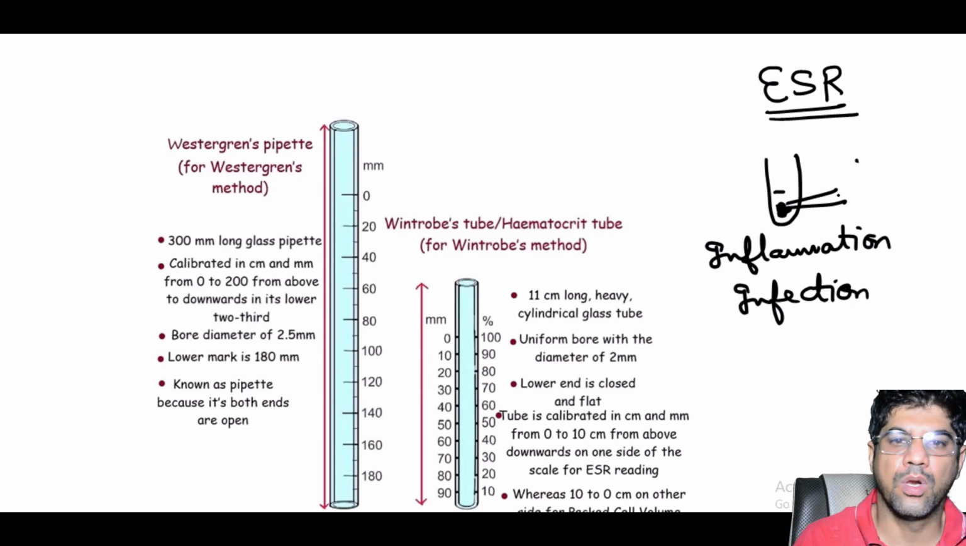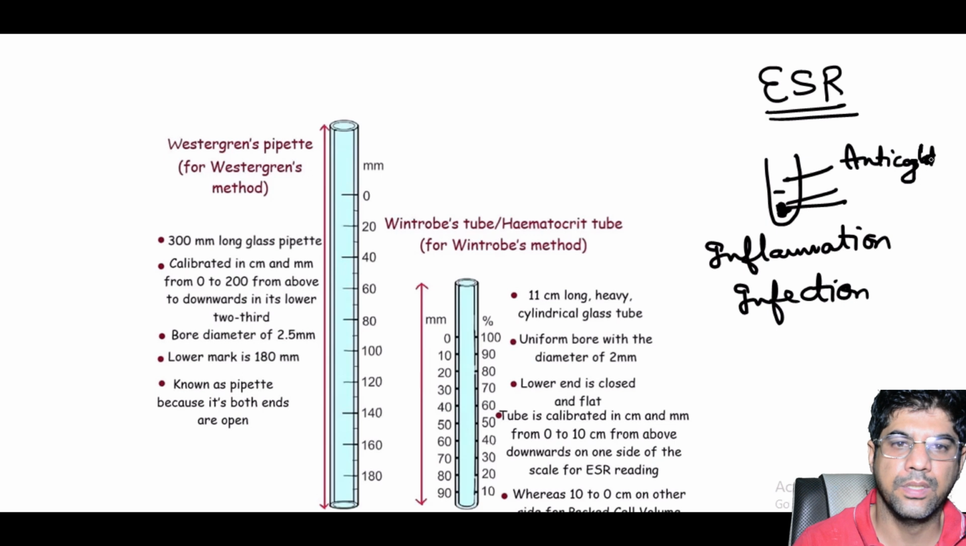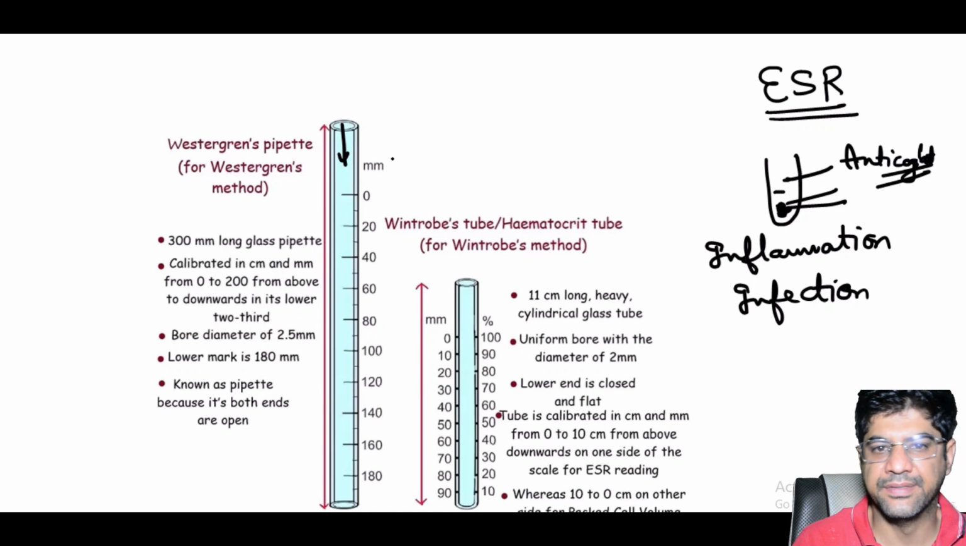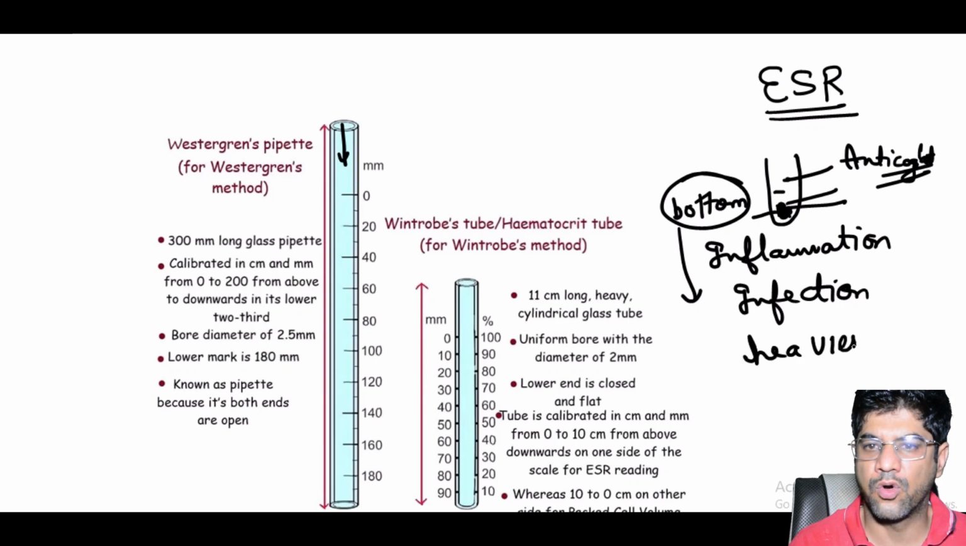So imagine we take a small amount of your blood and mix it with a liquid that prevents it from clotting, that is anticoagulant. Then we let it sink in a tall thin tube. Over time, if there is inflammation, the red blood cells start to settle down to the bottom of the tube because they become heavier. And the clear fluid that is present on the top, that is plasma.